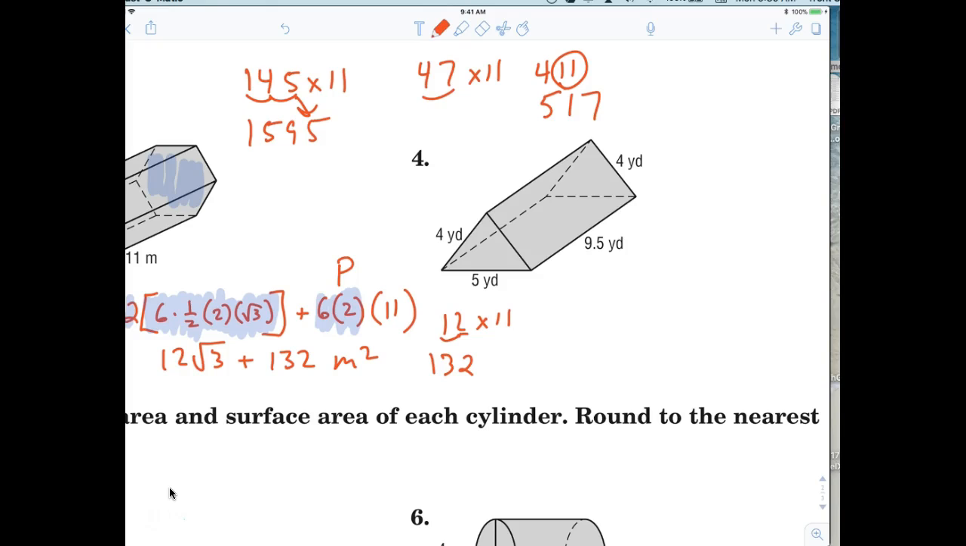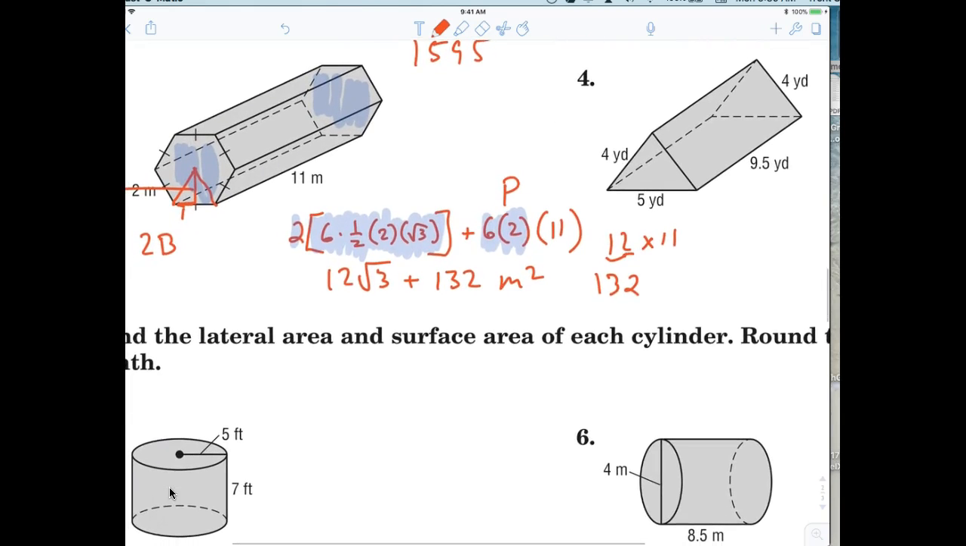Wait, so can we go back? I thought 12 times 11 was 132. So that is 12 radical 3 plus 132 meters squared. Is that the answer? Final answer.